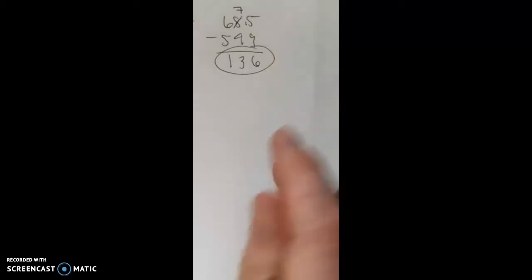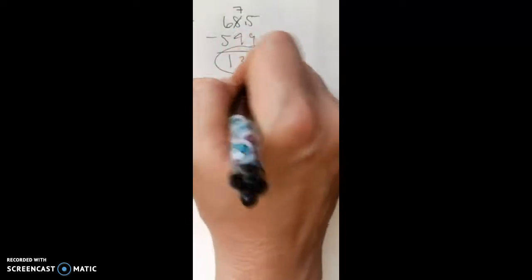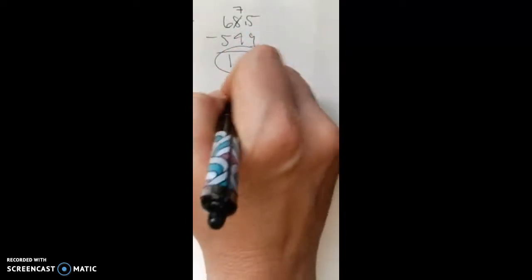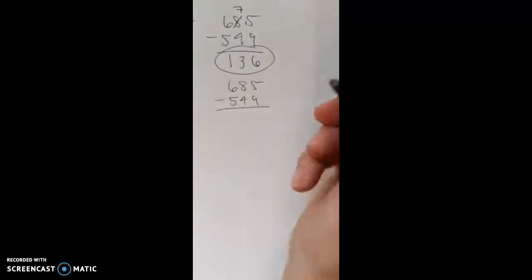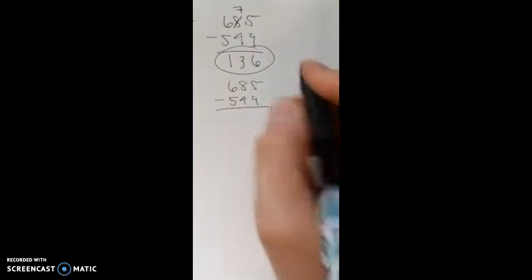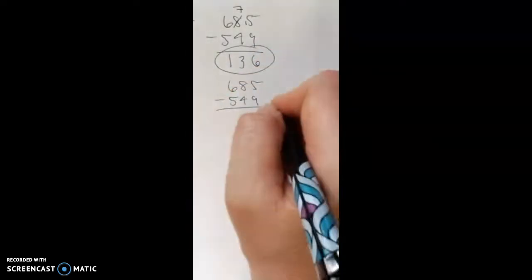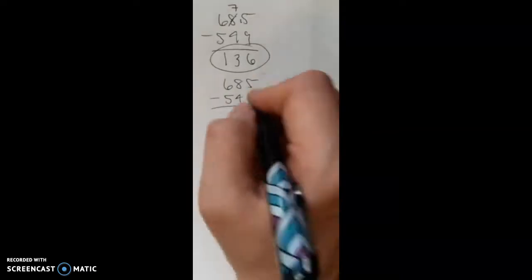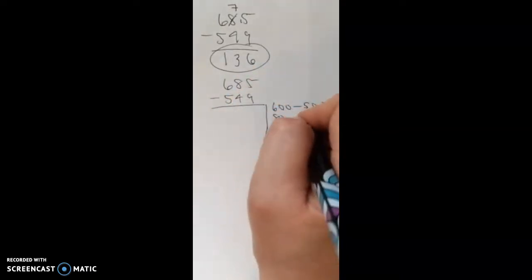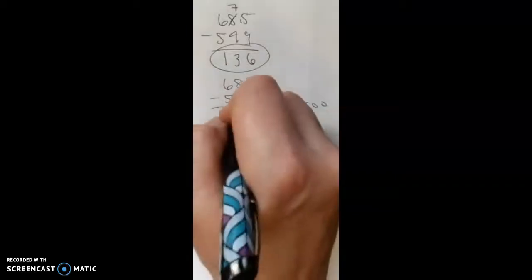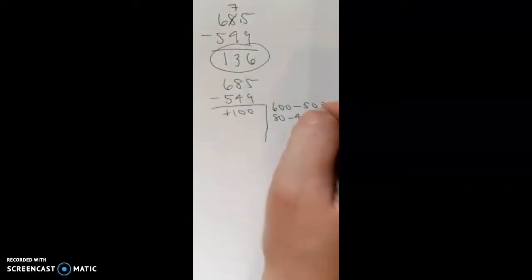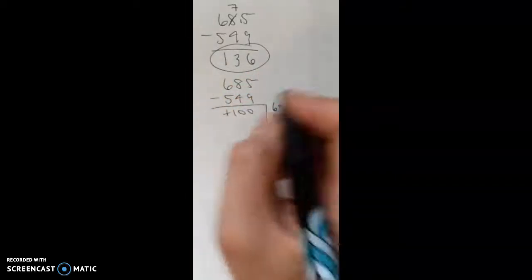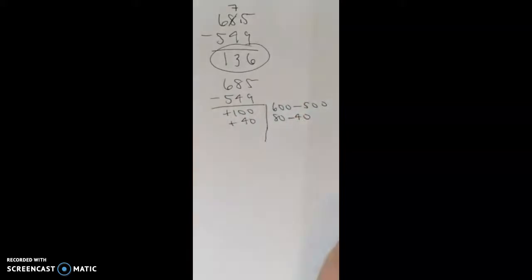All right, let's look at the next one, partial differences. So I have 685 minus 549. Okay, so in this one, I'm going to draw my little L thing, and a kid would look at this as 600 minus 500 and draw it to the right of the L thing. So I'm going to put a positive 100 for the 600 minus 500. 80 minus 40 is a positive 40, like you have 40 left.